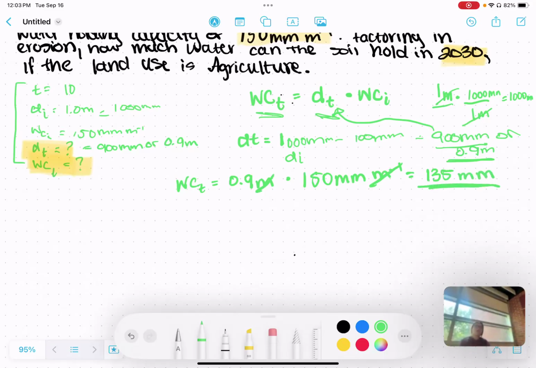Now I want you to sit and think about this logically. If we're losing soil, the soil should be able to hold less water. So you should not be getting a number greater than 150. If you're getting a number greater than 150, you should be double checking your math. Making sure you plugged it into your calculator right. Making sure you didn't hit 9 instead of 0.9. Very simple stuff, right? Make sure you're thinking intuitively about these problems. It really does help in the long run, I promise.